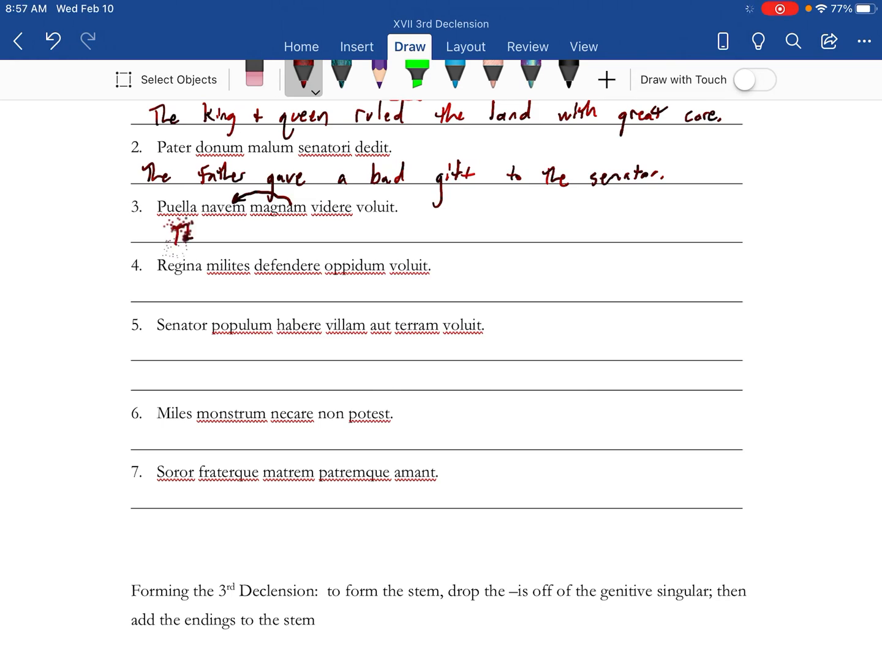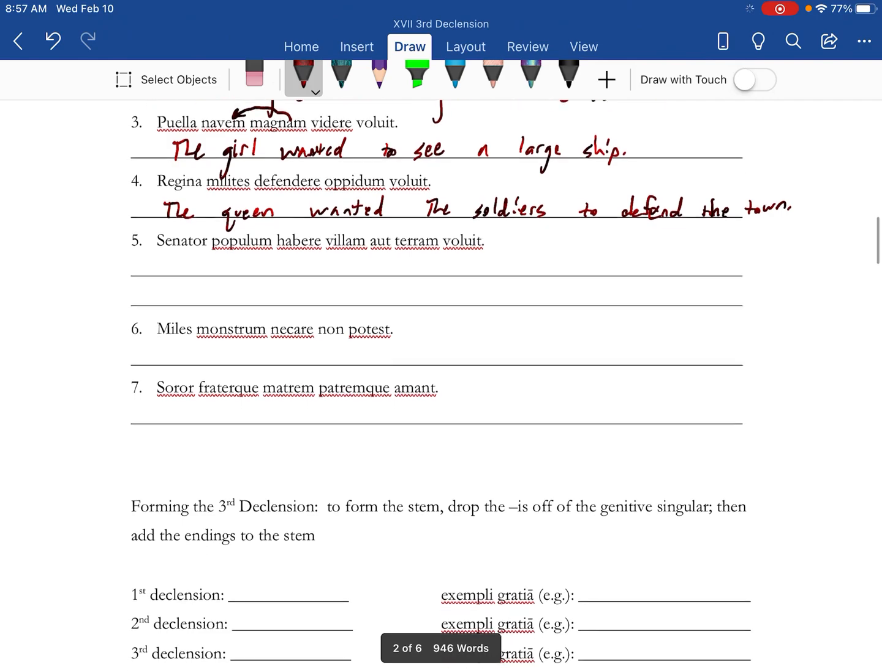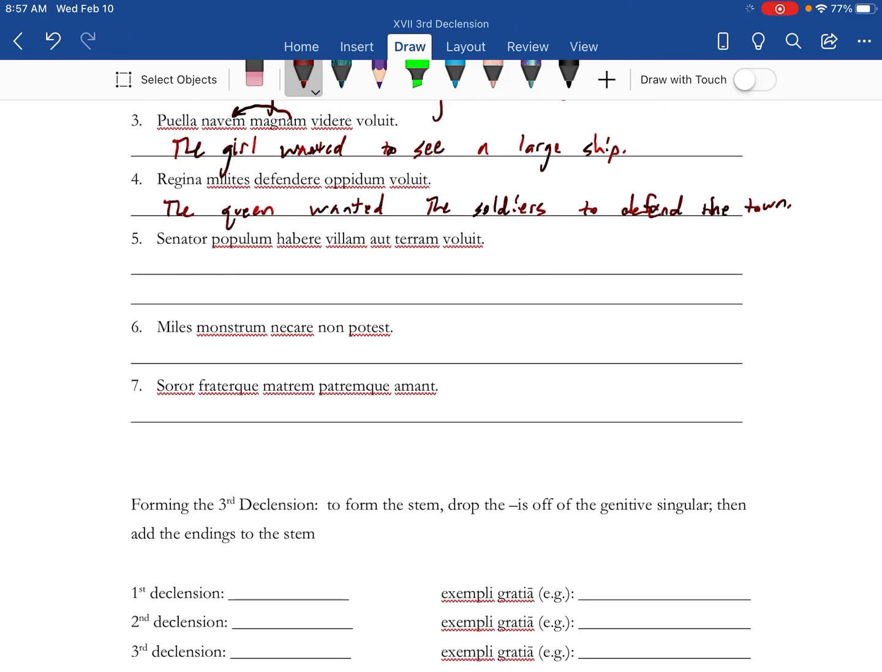All right, so, the girl wanted to see a large ship. The queen wanted the soldiers to defend the town. The senator wanted populum, the people, to have a villa out on the land.